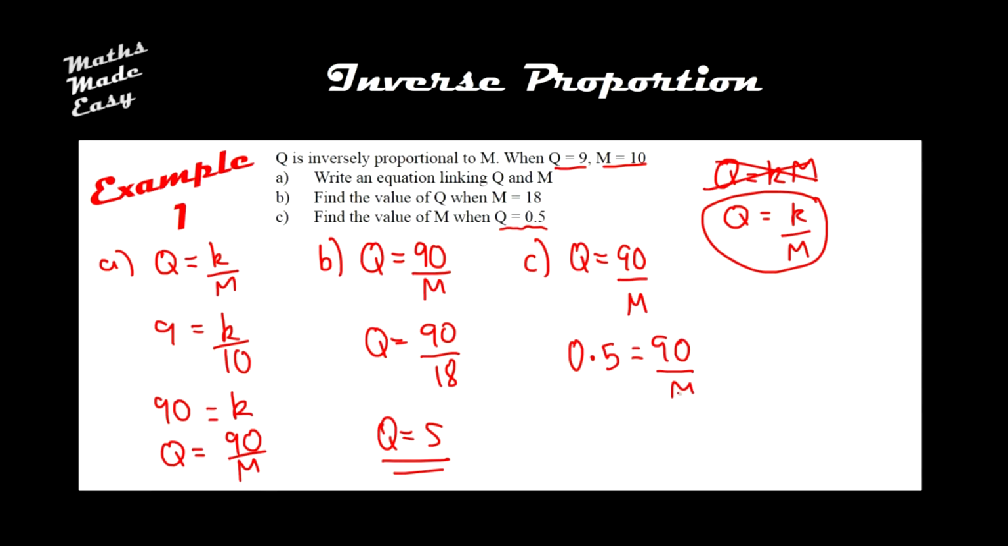Now to solve this one, you're going to do two steps in one here. You're going to times both sides by M, which will create an M on this side and cancel out this M, and divide by 0.5, which is a bit like switching these around. So M equals 90 divided by 0.5, which gives you M equals 180, and the reason for that is if you divide by 0.5, that's the same as timesing by 2. So 90 times 2, 180.